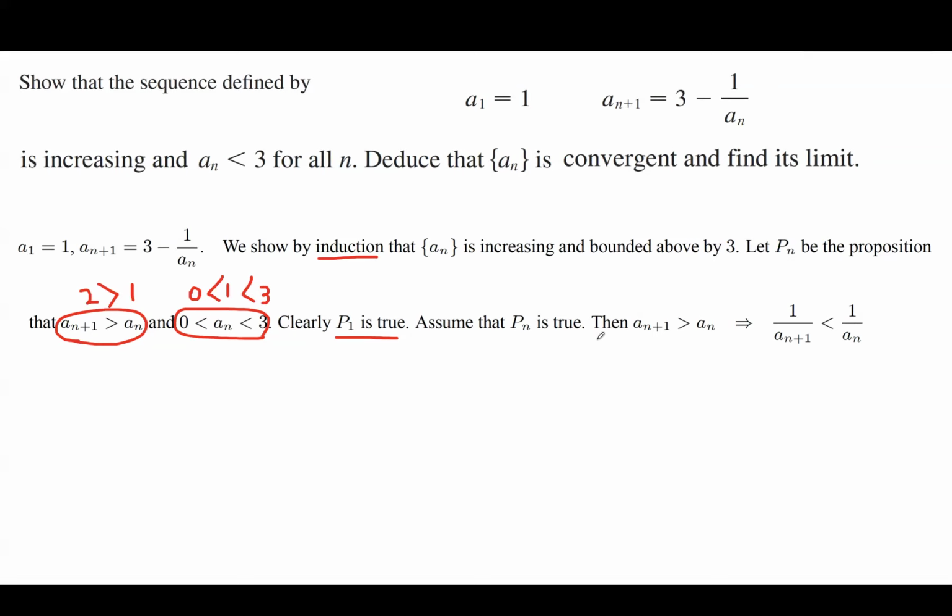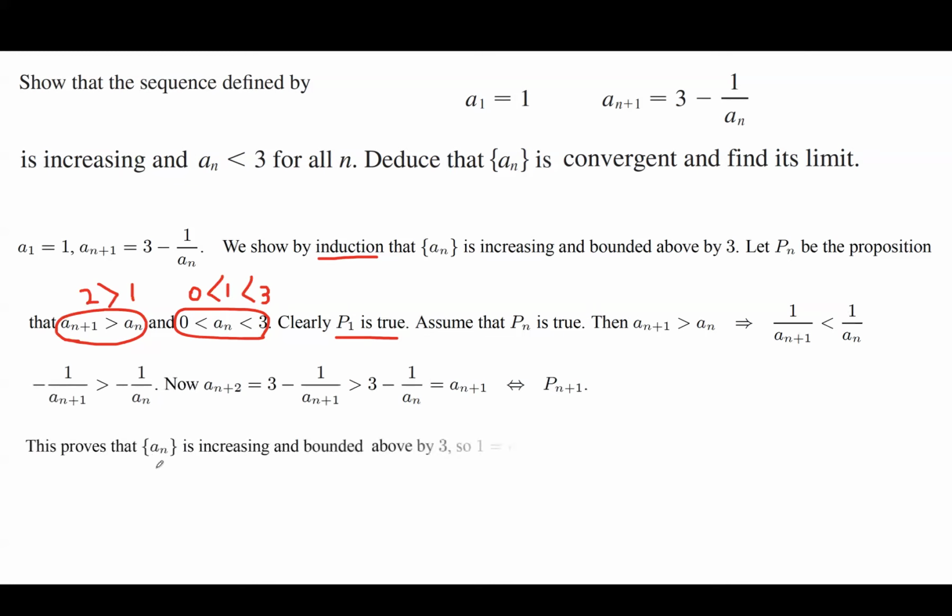Now assume that Pn is true, and then you want to show that it's true for a(n+1). Since Pn is true, it means that a(n+1) is more than an. It means that 1 over a(n+1) is less than 1 over an. Now, if you multiply both sides by a negative sign, you get negative 1 over a(n+1), which is more than negative 1 over an. Now, a(n+2) is equal to 3 minus 1 over a(n+1), which is indeed more than 3 minus 1 over an. But this guy, as we defined, is a(n+1). So we just proved P(n+1).